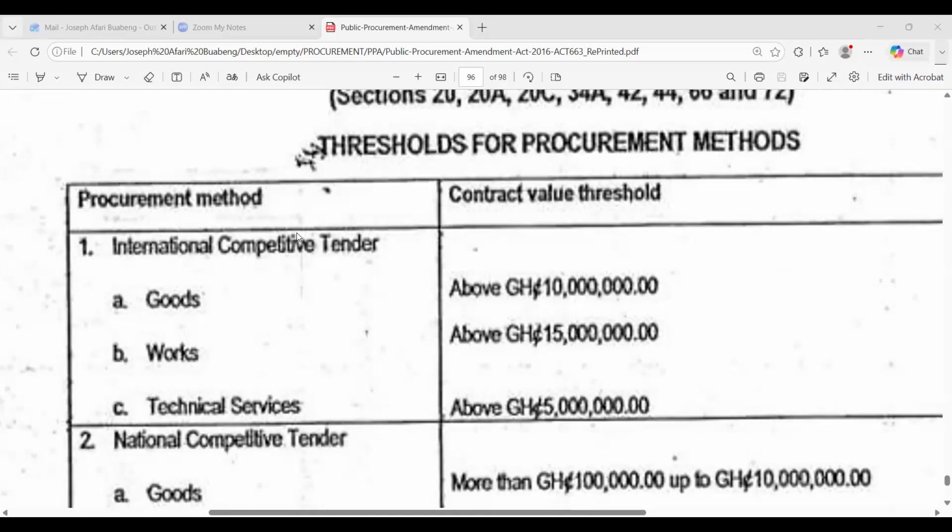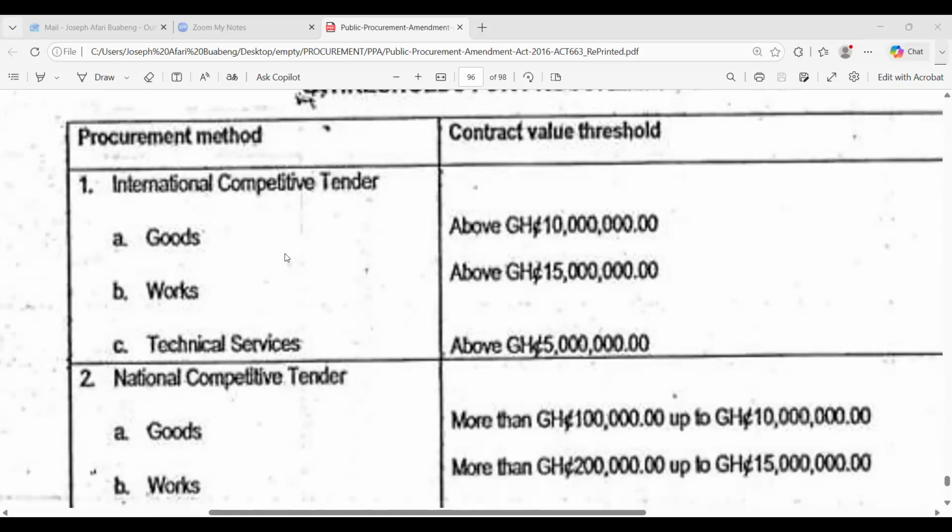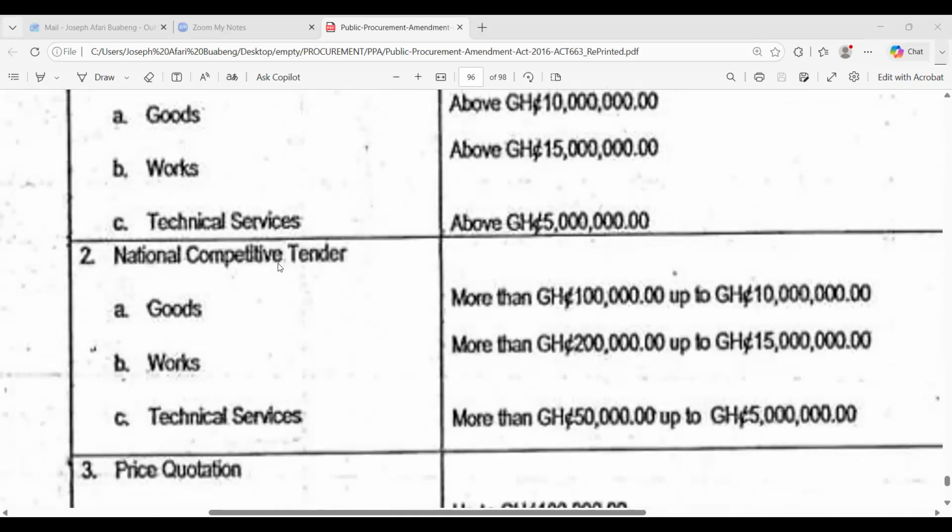For works procurement, construction, if the value is above 50 million Ghana cedis, the law is saying that we need to use what? International competitive tendering method. And then we have technical services. And then we can go to the other methods. We have the national competitive tendering method.